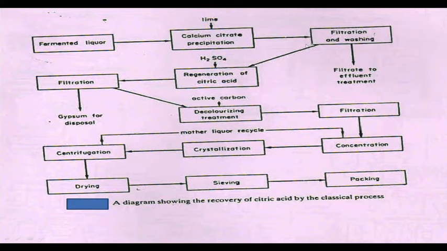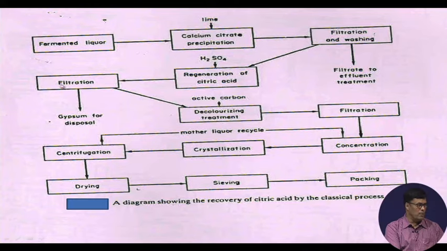Then the solid material, calcium citrate, we treat with concentrated H2SO4. It reacts with H2SO4 and produces citric acid and gypsum, calcium sulfate 2H2O. Calcium sulfate is the insoluble mass. You pass it through the Pannevis, the gypsum filter, where we get the solid gypsum, which is required for the cement industry.